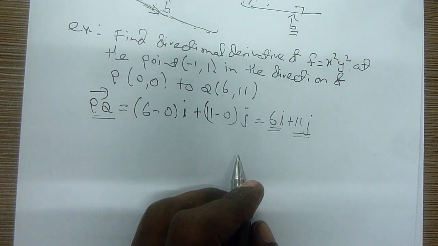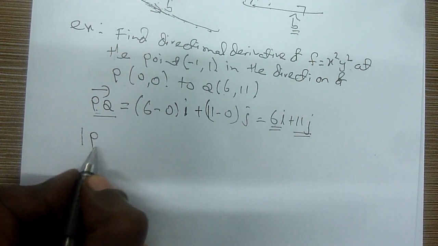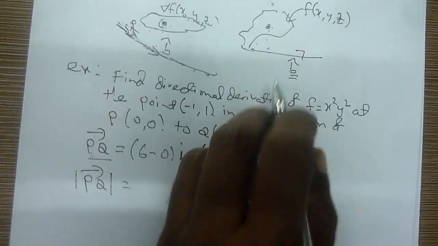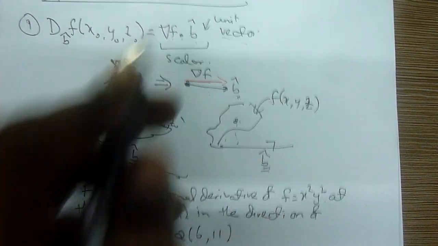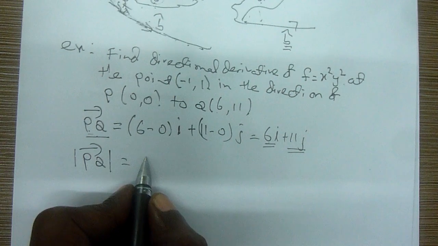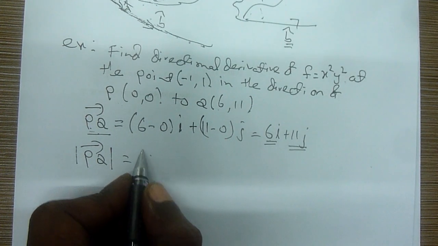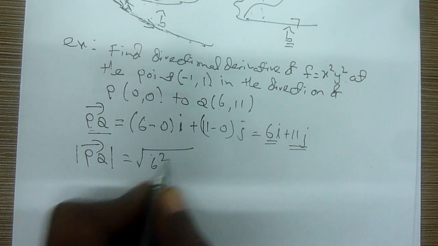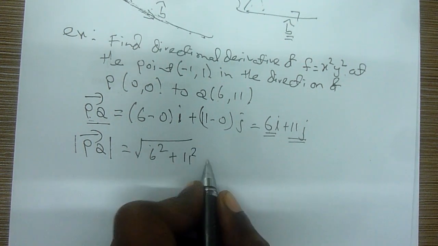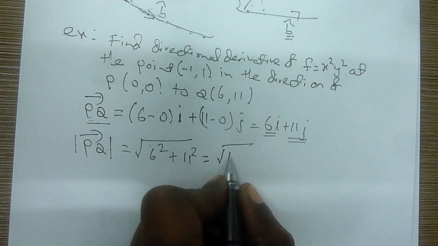Using that, can I identify the magnitude of PQ? Because over here we need a unit vector, not a vector. We need to identify the unit vector. The unit vector of this will give you 6 over root 157, 11 over root 157. Here we get 157.